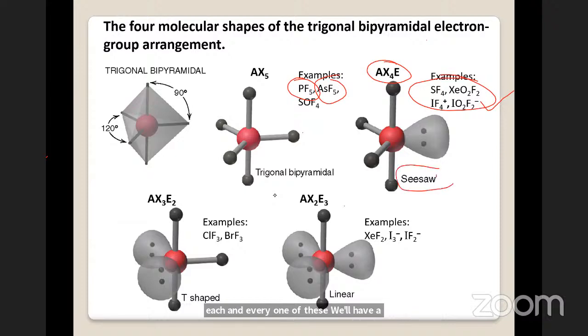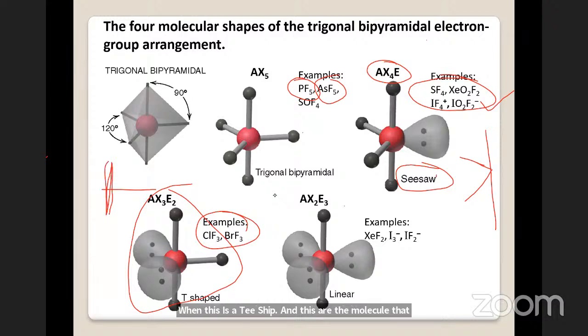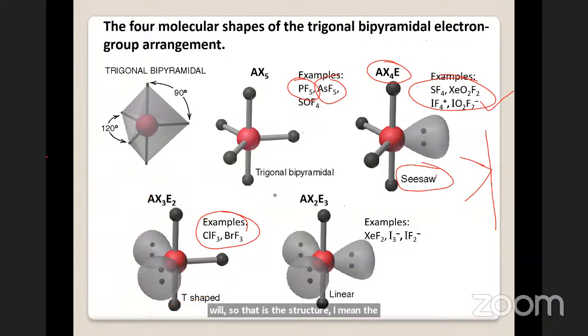So the shape is a seesaw shape, something like that. While this is a T shape, and these are the molecules that will undergo T shape. So that is the molecular shape of a T-shaped molecule. Then you have a linear molecule here.